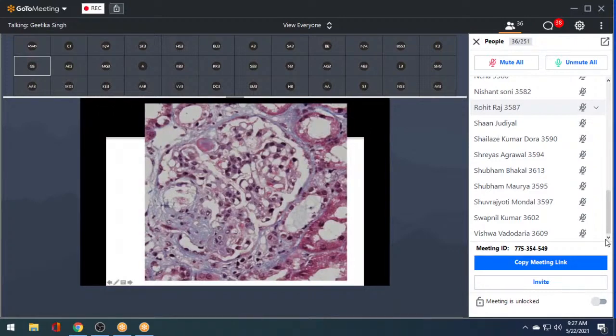What does it look like on Masson's trichrome? Again, it's very sclerotic. There's collagen, which is blue. And at one other edge, another segment is actually just showing you a little bit of hyaline there.